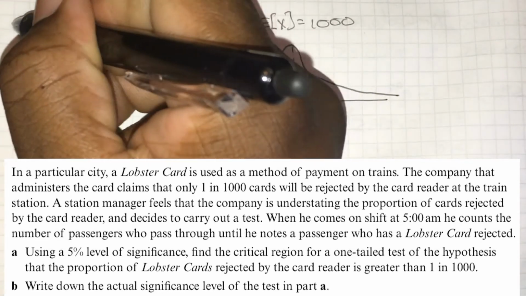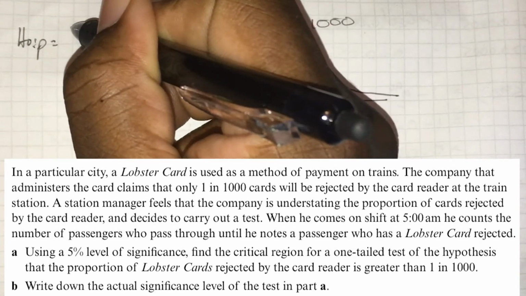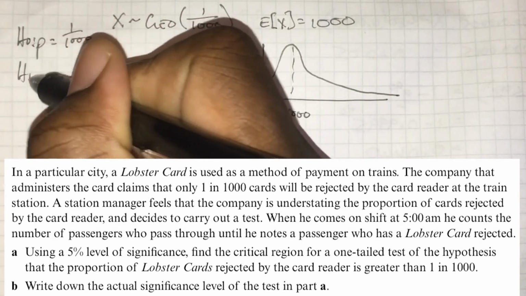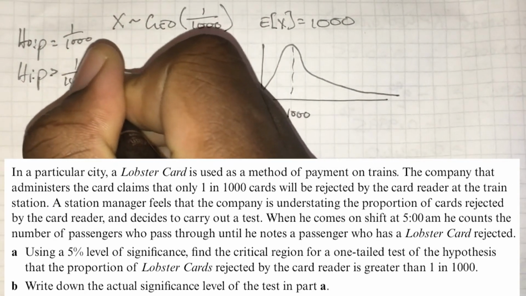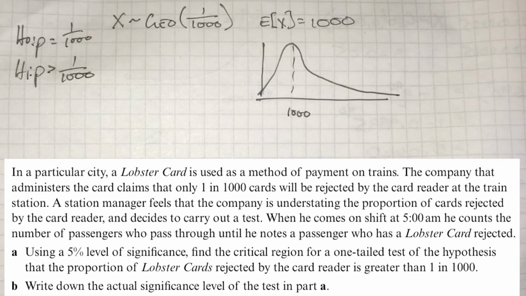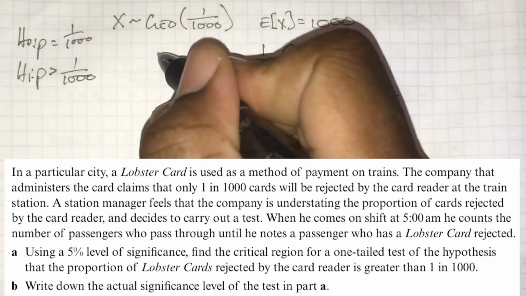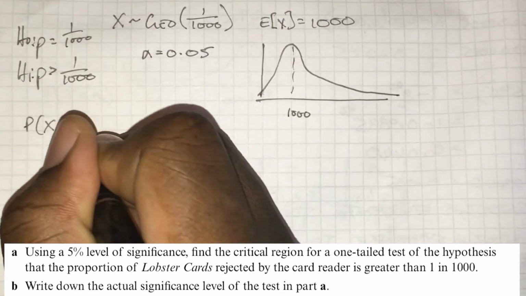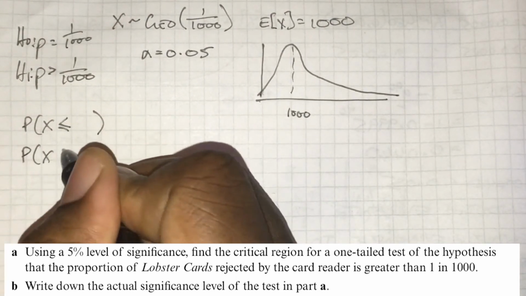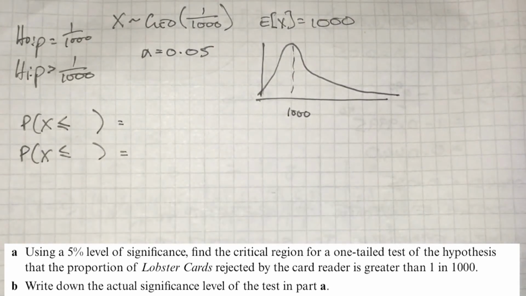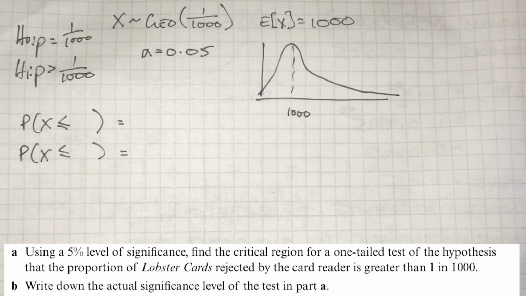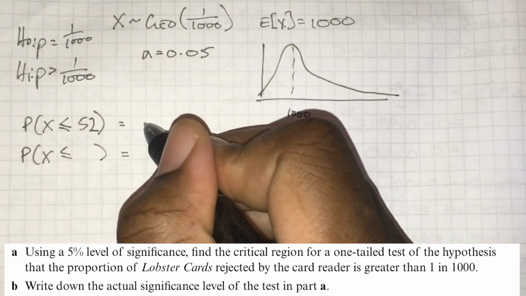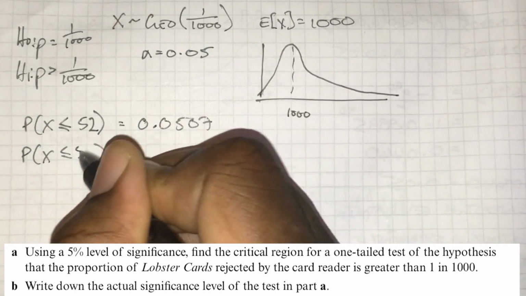Okay, here's the diagram. We think they're understating, alright? So the null hypothesis is that the probability is 1 over 1,000, whereas the alternate hypothesis is the probability being greater than 1 over 1,000. For that probability to be greater than 1 over 1,000, we're going to expect a lot fewer customers to need to come through before we saw one that was faulty. So we're setting up both of these probability statements with less than or equals to inside them. We're once again looking for one of these statements to be below the significance level and one to be above.